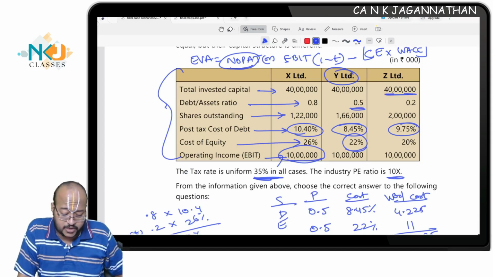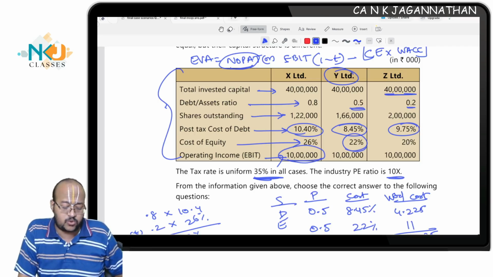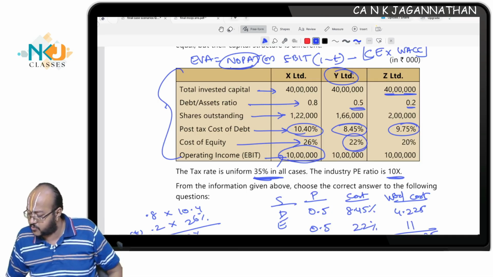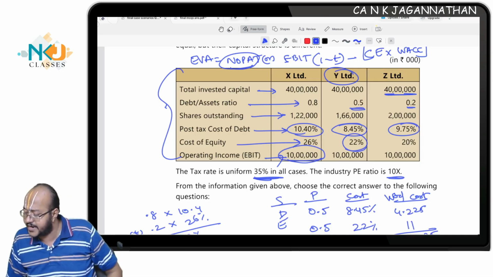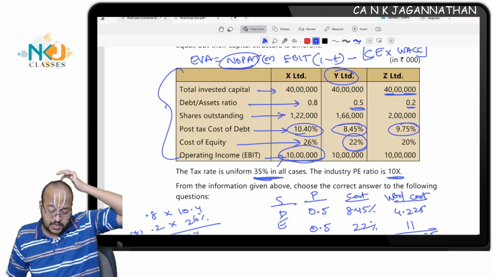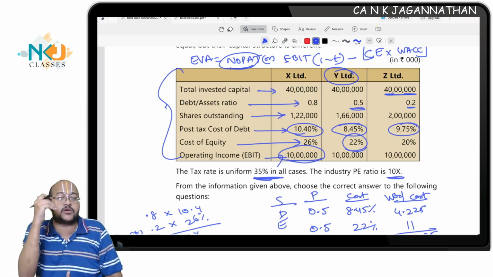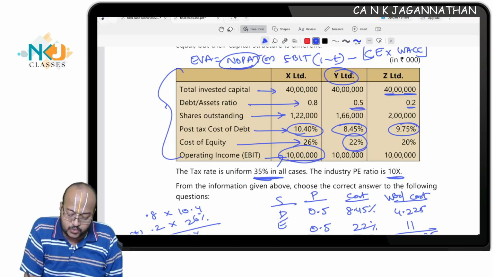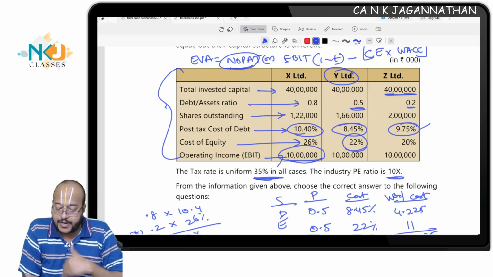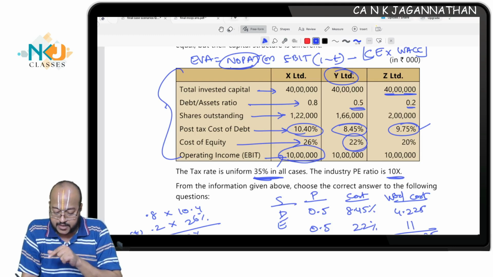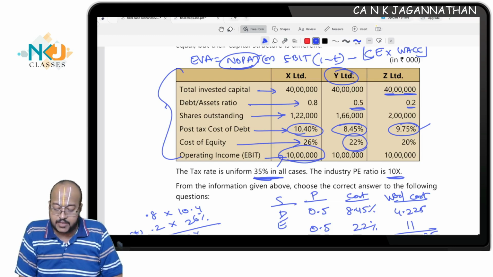How much is the interest now? Total invested capital 40 lakhs. Debt to assets ratio is 20%, which means 40 lakhs into 20%. How much is the debt portion? 8 lakhs. See here, when you compute the interest to reduce from the EBIT, you should not take post-tax cost of debt. You need to convert it to pre-tax and reduce the interest. So 8 lakhs is there, 9.75 divided by 65%.